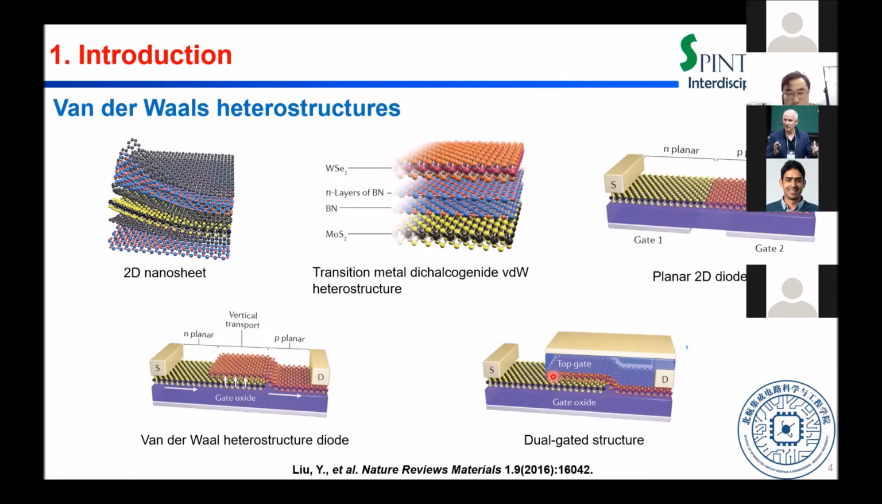This is just shown in this picture. You can see molybdenum sulfide, boron nitride, and tungsten selenide. You can easily get this kind of structure. And you can easily get the p-n junction in different materials, the 2D diode. Also you can get the vertical transport, the p-n junction, and also the double gate structure. I think this kind of structure is very hard to build with 3D materials.